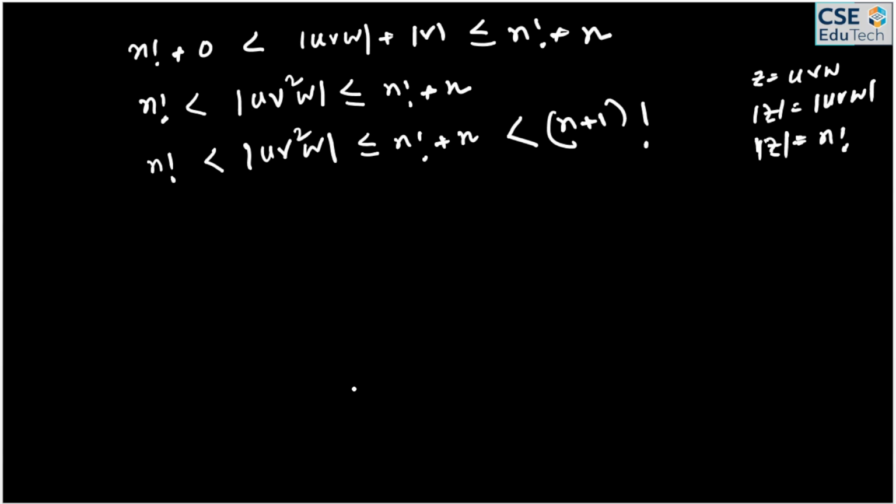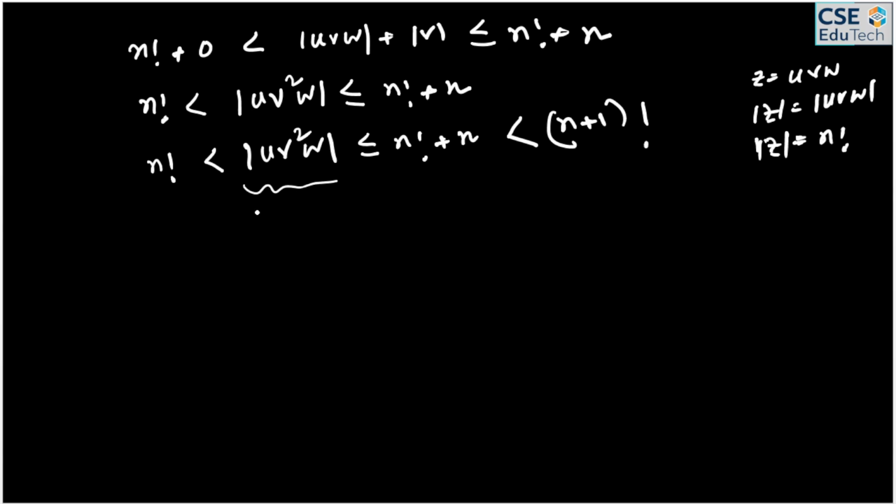Now what does it mean? It means that after n factorial comes n plus 1 factorial, where n can be any number. Now within this range there is a string of length |uv²w|, which is basically a contradiction, because uv²w does not belong to the language L.